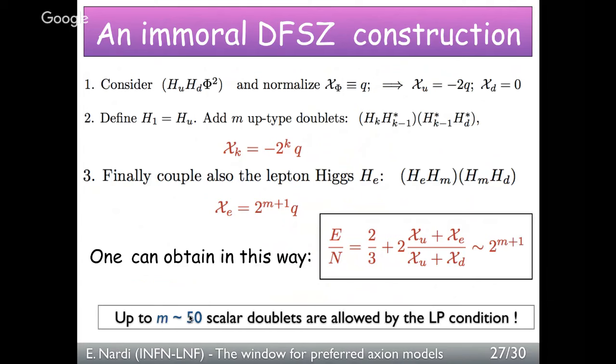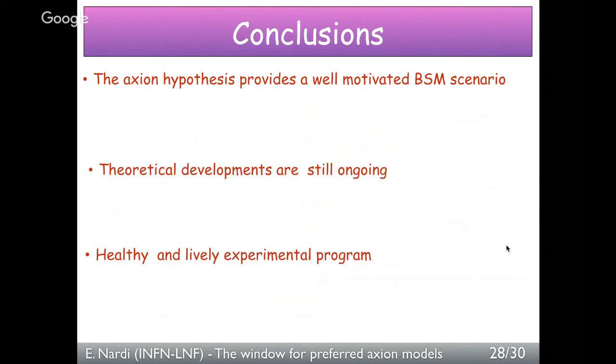So with 50 scalar doublets, and each scalar connects to another, and another, and another, you can enhance the charges exponentially and get a factor, in this ratio that describes the axion-photon coupling, as large as 2 to the n. So this is what is called exponential, but in fact it's a geometrical enhancement of the coupling. So I reach the conclusions.